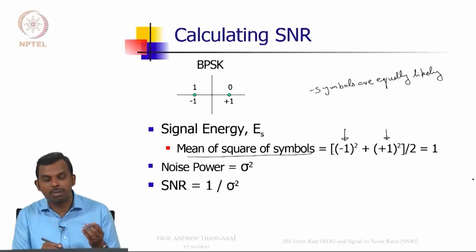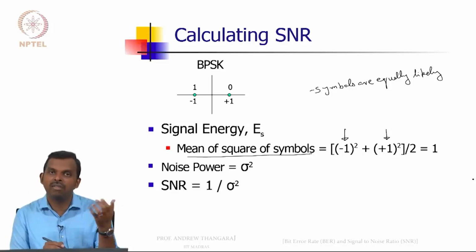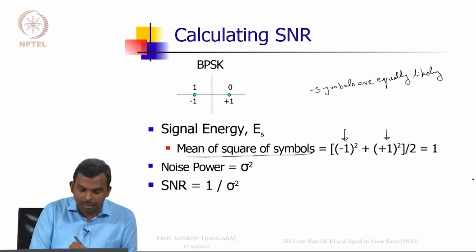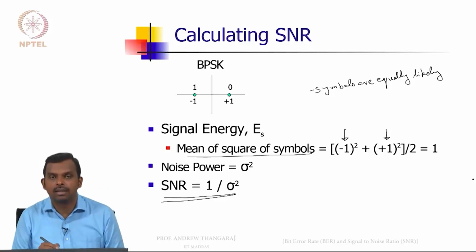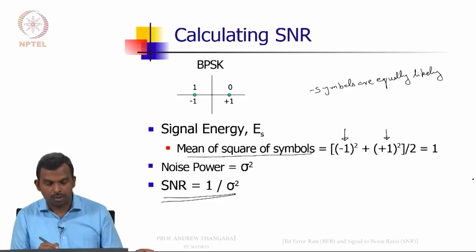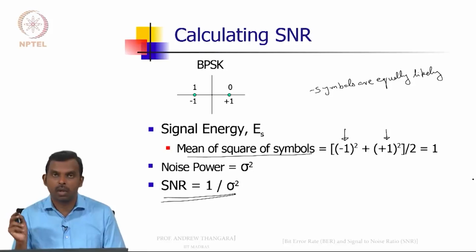So, noise power, remember, in the discrete time domain, if you want to simulate and run it, it is just a Gaussian distribution. You can generate Gaussian noise of any variance. So, whatever variance you pick is the sigma squared. So, your SNR becomes 1 by sigma squared. So, that is the main story here. In the discrete time model, assuming BPSK, SNR is 1 by sigma squared. It is a very straightforward, simple calculation.